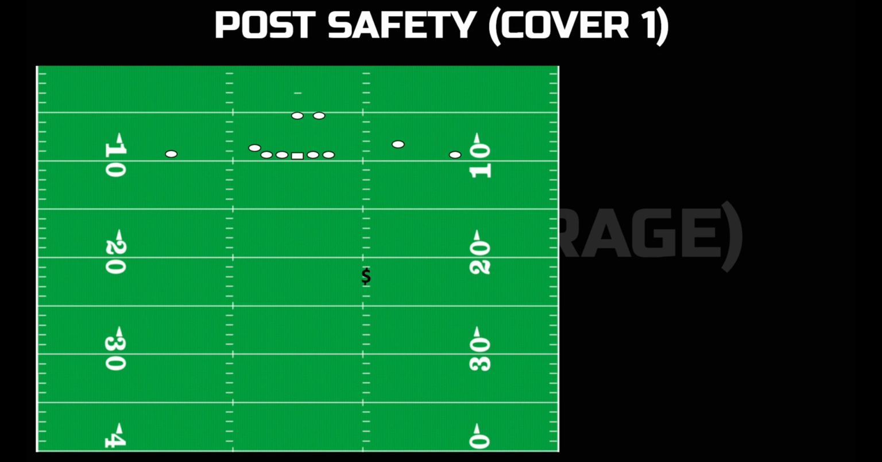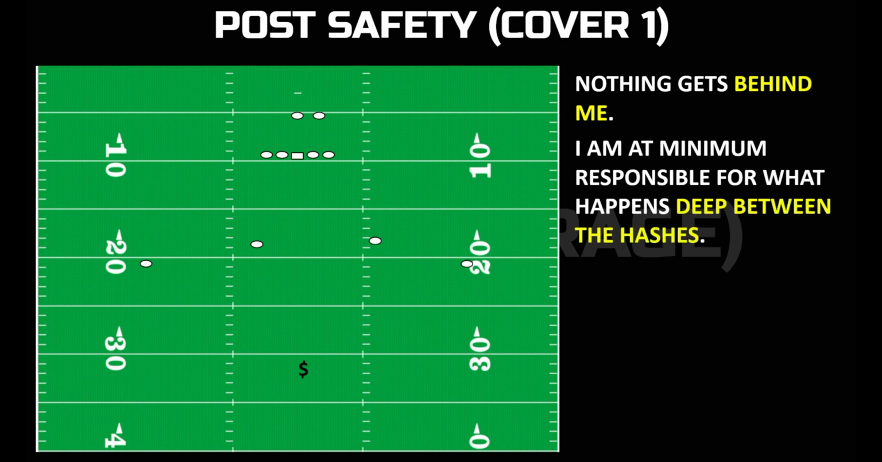How does the middle of the field safety execute his responsibilities in cover one? Well, first and foremost, nothing gets behind me. Nothing. Deeper than the deepest. I stay deeper than every receiver at all times. And laterally, I am at minimum responsible for what happens deep between the hashes. The farther back, the more I should be able to cover, because the longer the ball is in the air for me to close space.